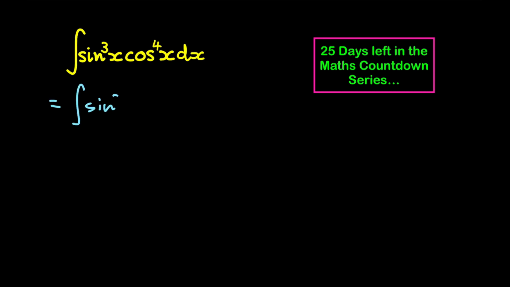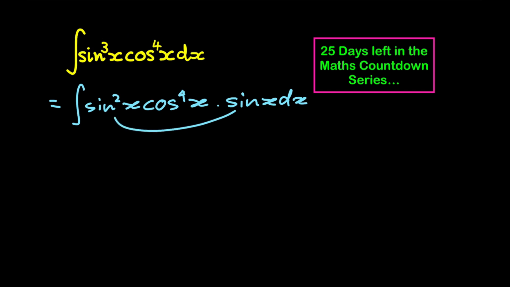Alright, so let's get straight to this integral. The first thing I've noticed is that sine is to an odd power. And that's very convenient because we can take out one of these sines and make our integral sine squared of x times cosine to the fourth power of x times sine of x dx. What I essentially did was split the sine cubed of x into sine squared and sine.